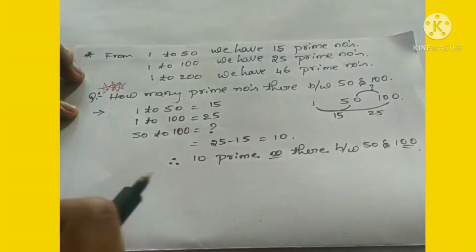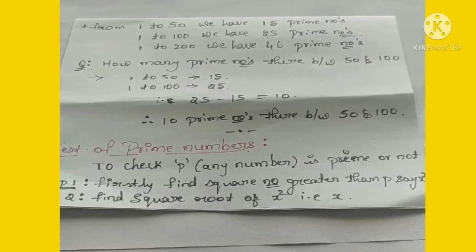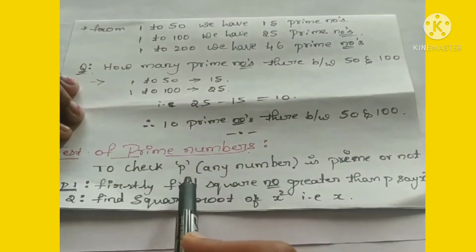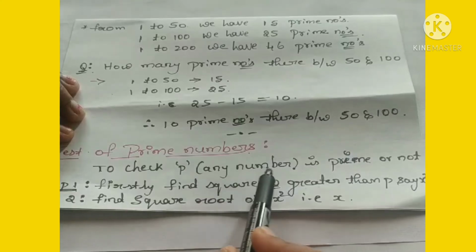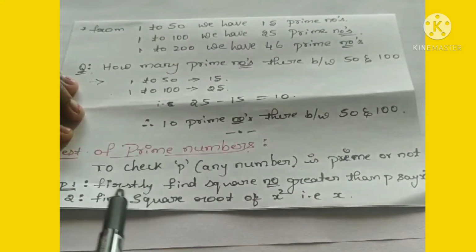Next we move on to the test for the prime numbers. To check whether a given number is prime or not, we have some steps. Please first note down the steps, then we will explain with some examples. To check whether P, which denotes any number, is prime or not, first note down these steps.